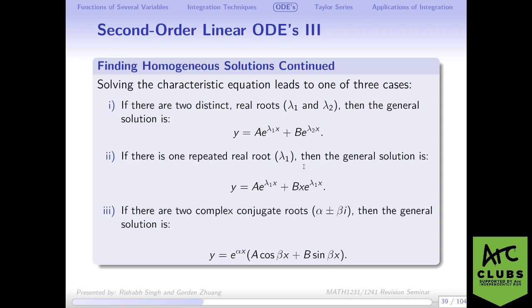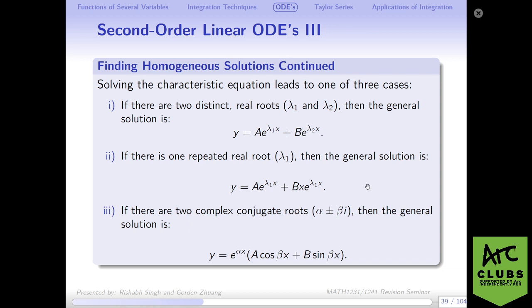So firstly, the first case is when we have two distinct real roots. And in this case, our solution will just be a sum of the two exponentials, so it will look like this. However, if there's one repeated root, because we want two linearly independent solutions, then we add an x to the front of the second one, and this becomes our general solution.